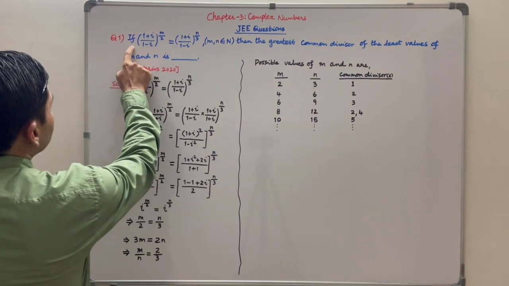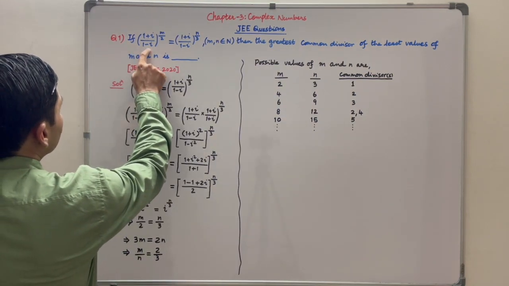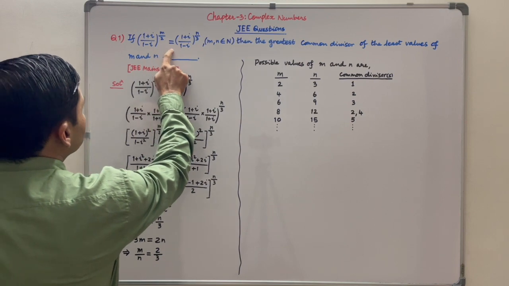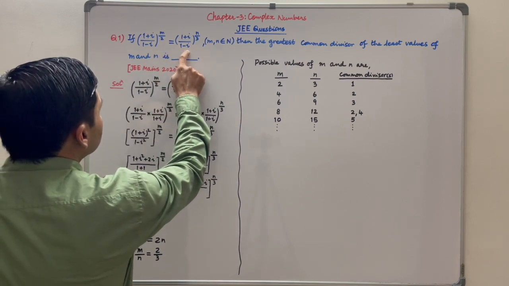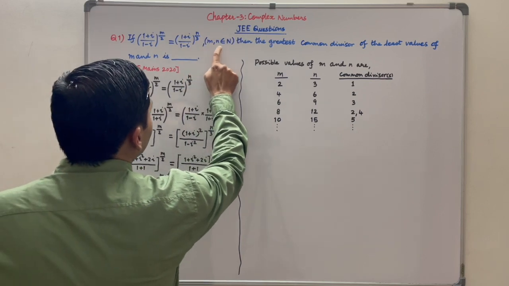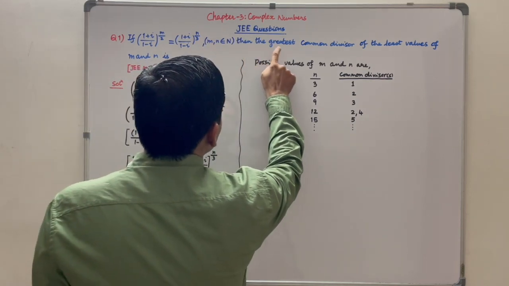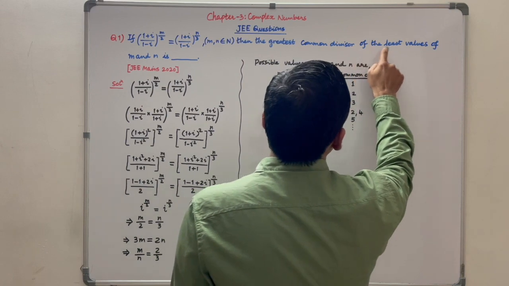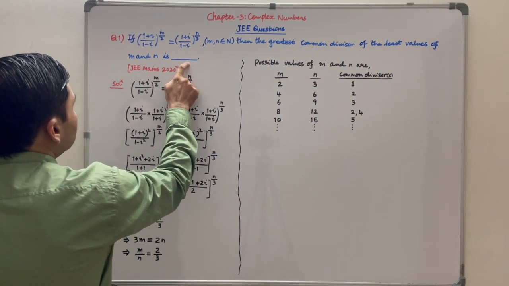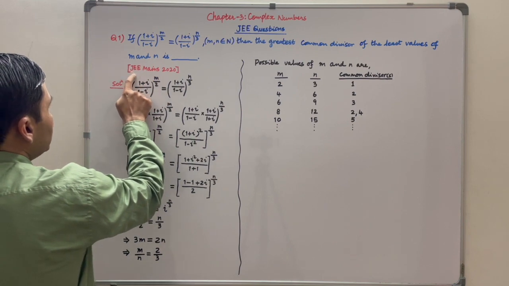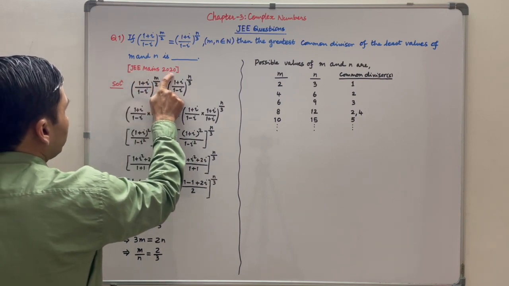First question: if ((1 plus i) upon (1 minus i)) to the power m by 2 is equal to ((1 plus i) upon (1 minus i)) to the power n by 3, where m and n are natural numbers, then the greatest common divisor of the least values of m and n is. This question was asked in JEE Mains 2020.